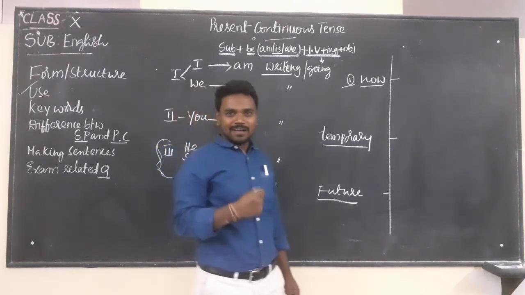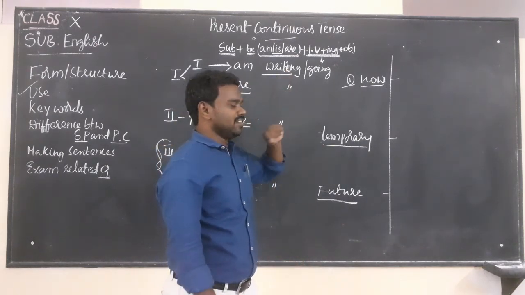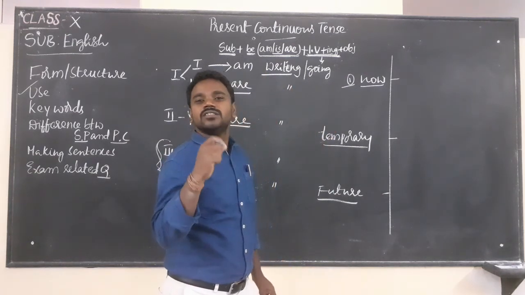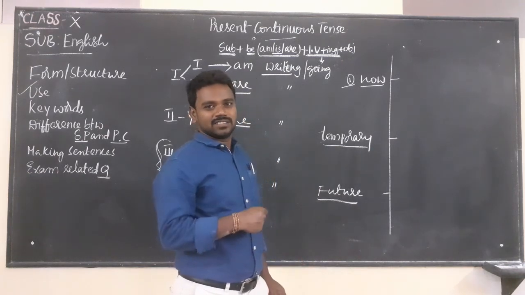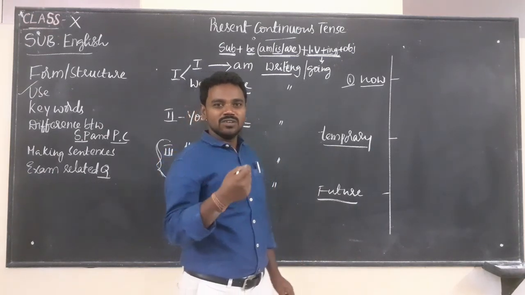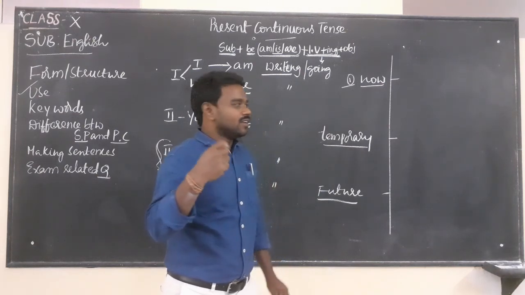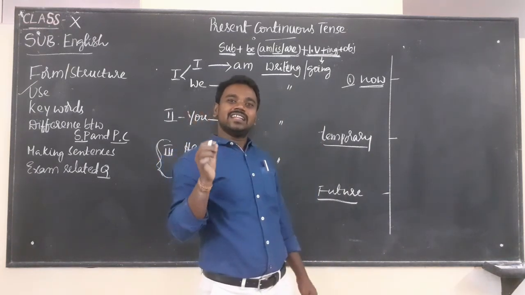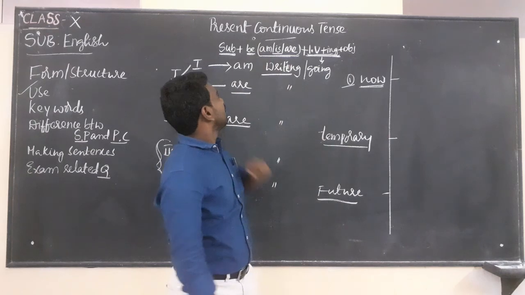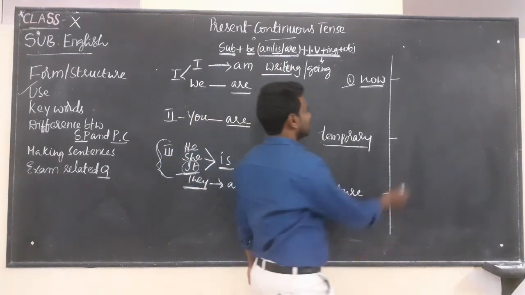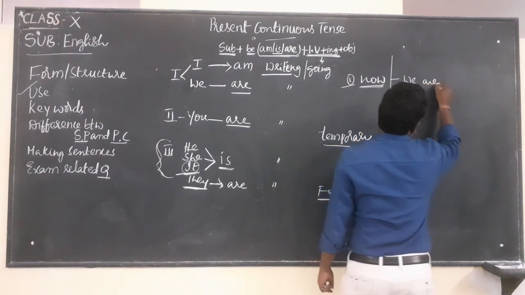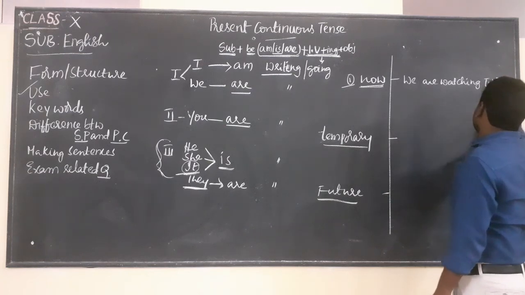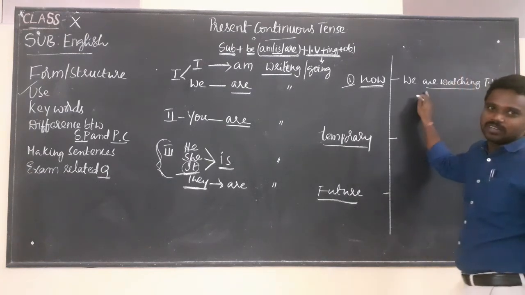For example, what am I doing here? I am teaching present continuous tense. Now I am teaching present continuous tense. What are you doing? You are listening to my class. That means to denote an action going on at the time of speaking, we use present continuous tense. For example, we are watching TV. Are watching. We are watching TV.